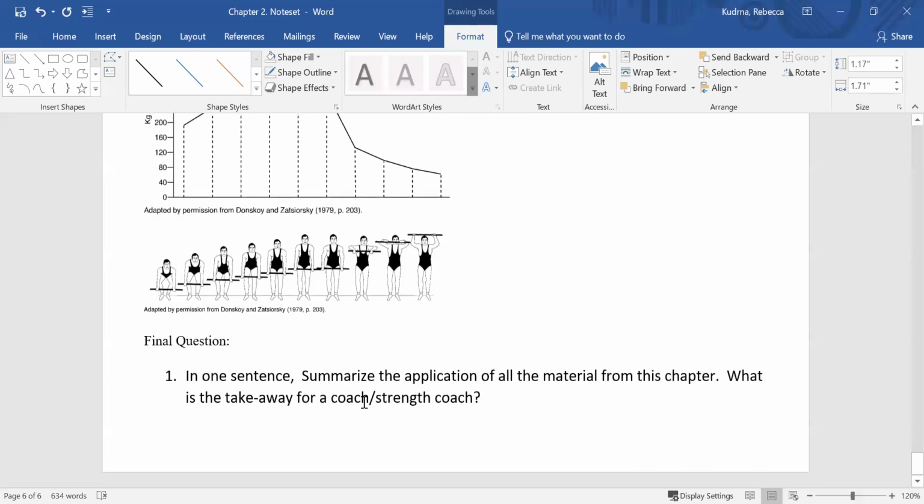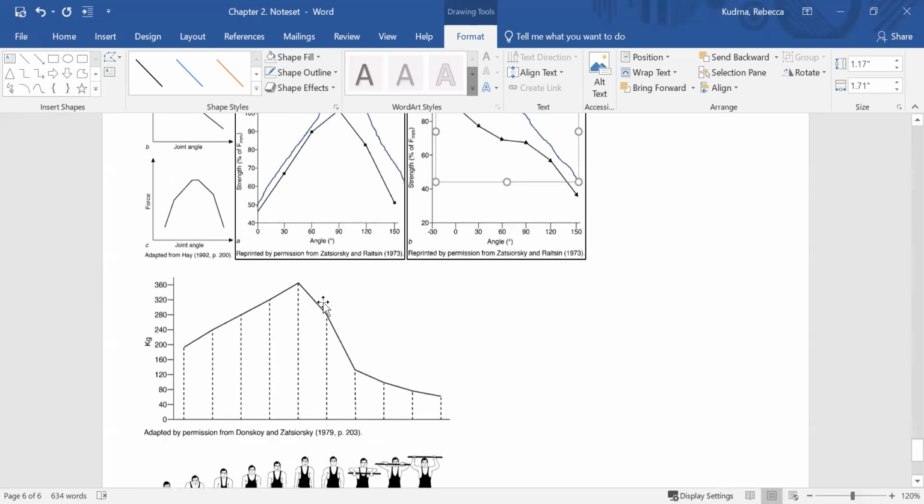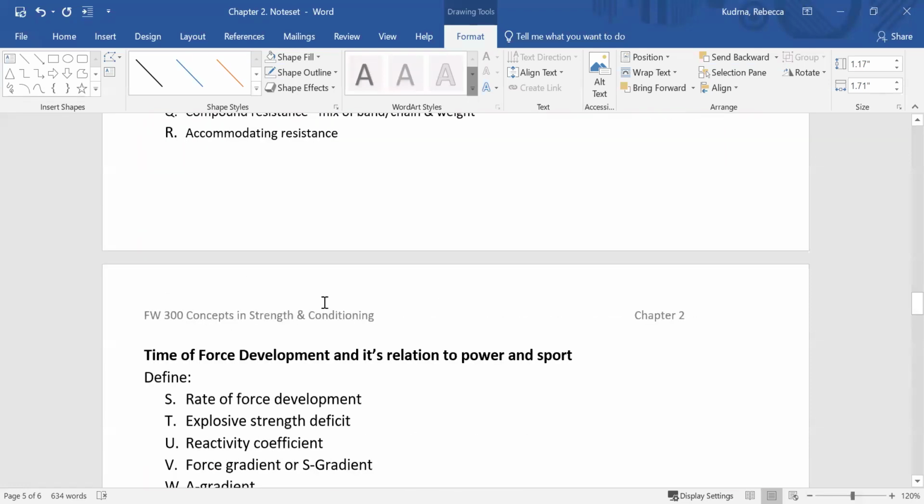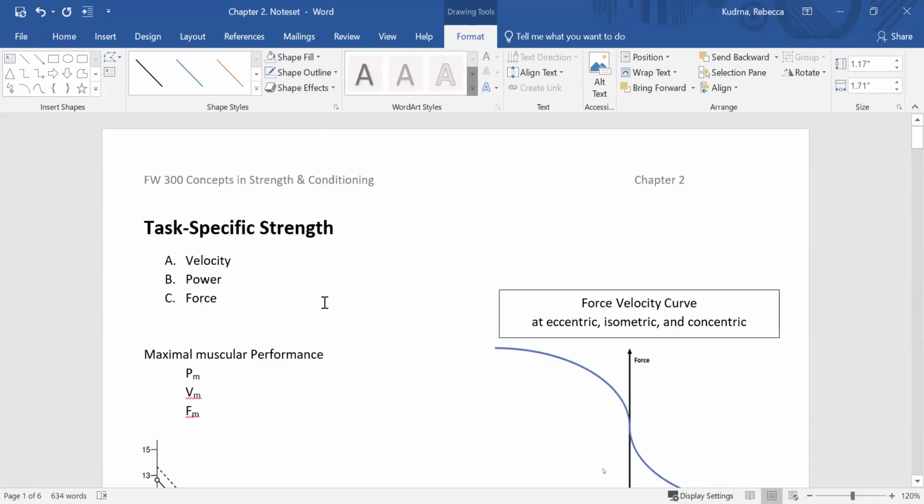So anyway, last question on here is just to try to summarize the application of this material. What I am asking you is, as a coach, what do you take away from all of this information about the movement, task-specific strength? How do you use this information to build better athletes? I did say one sentence. I won't hold you to that. You could have a few more sentences if you want, but try to really boil it down to the real takeaway message.